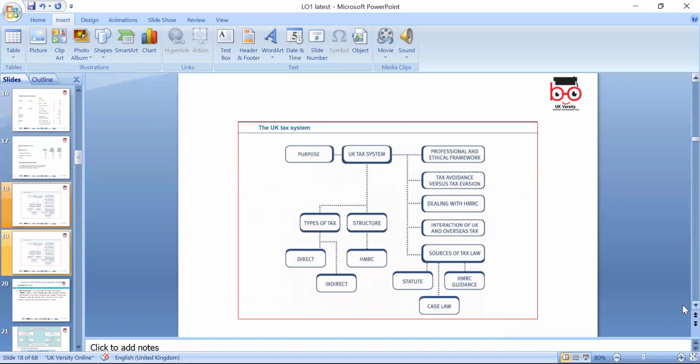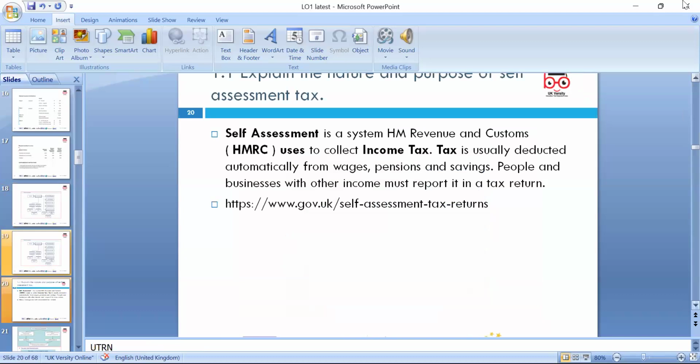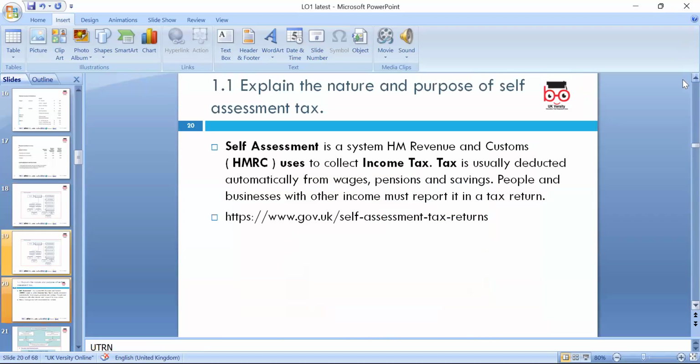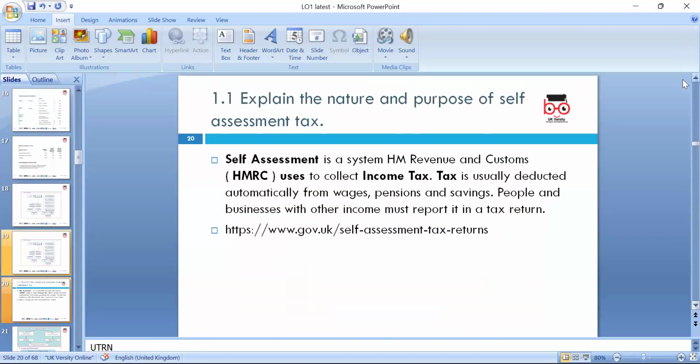The types of taxes: direct taxes, HMRC, indirect taxes. We look at an ethical framework: tax avoidance is legal, tax evasion of course is illegal, and tax planning is legal. We can look at case laws and HMRC guidance, and we need to follow them. Okay, so let's go through 1.1: explain the nature and the purpose of self-assessment.